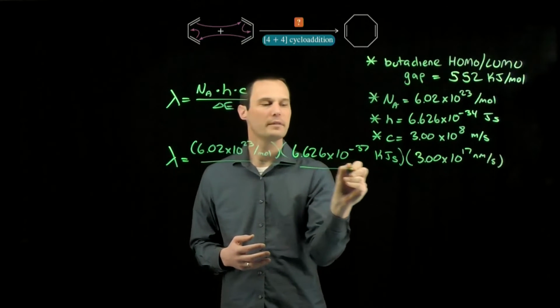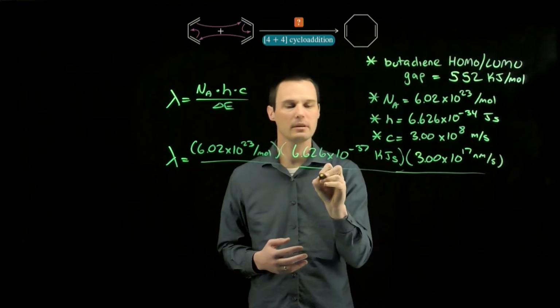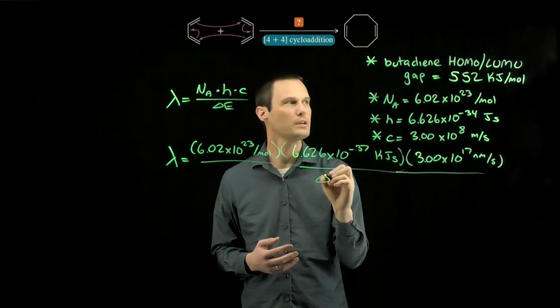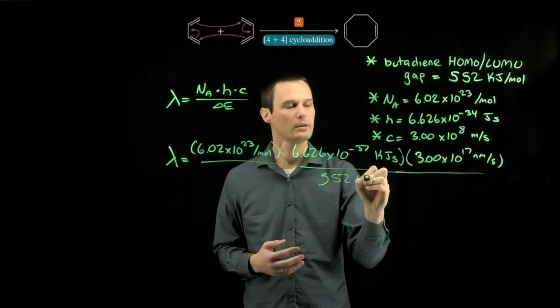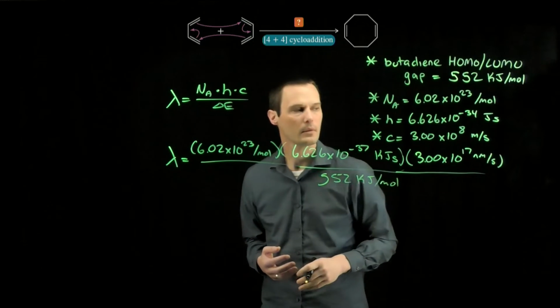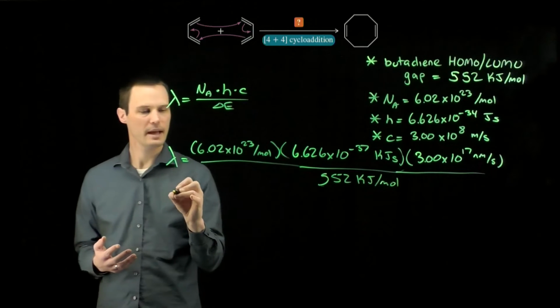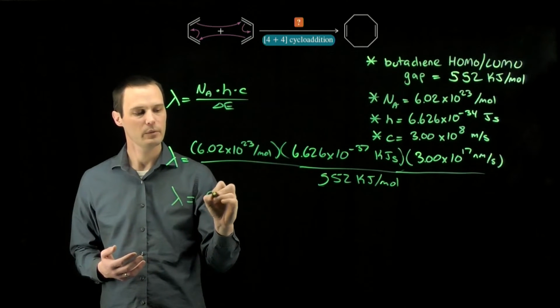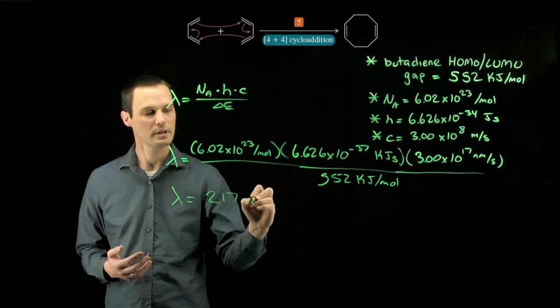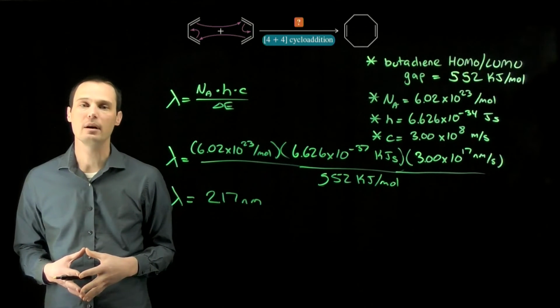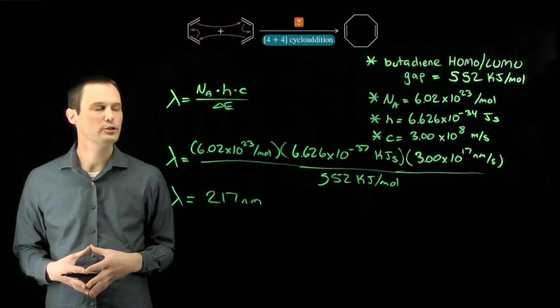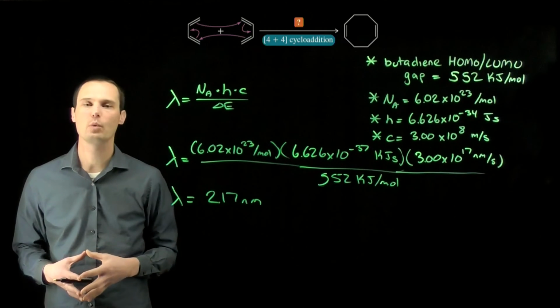And all of that will be divided by our delta E, the HOMO-LUMO energy gap, and delta E is equal to 552 kilojoules per mole. When we go through and we calculate this out, the wavelength of light that we need is 217 nanometer light. 217 nanometer light is in the ultraviolet region, so we need some high energy ultraviolet light in order to dimerize 1,3-butadiene.